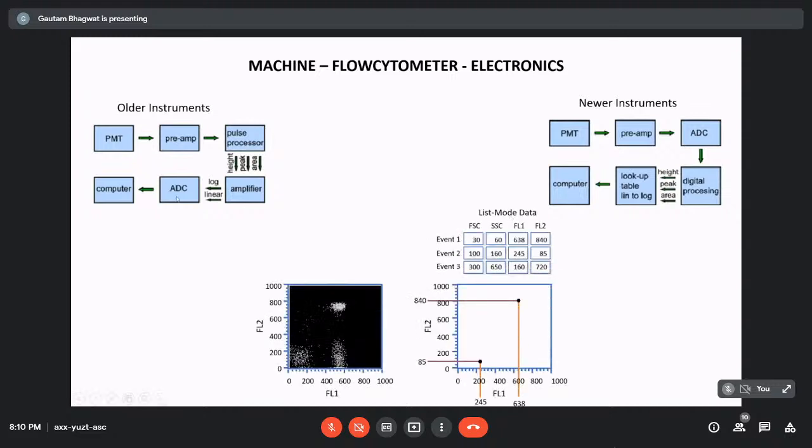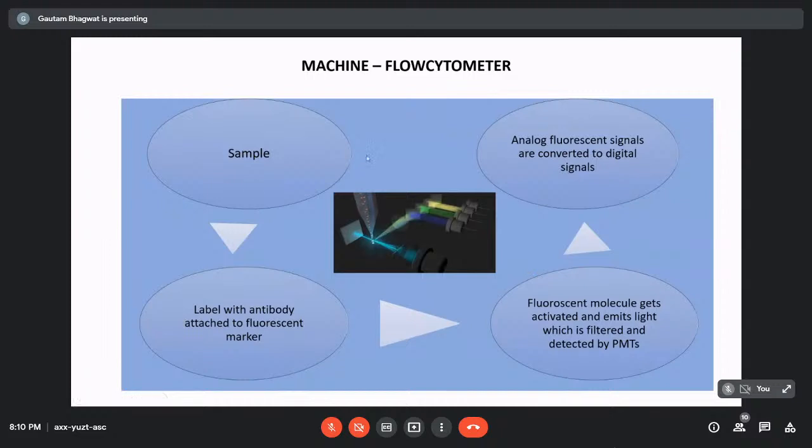Now all this goes into list mode data, and this is plotted onto the graph. So basically the sample goes in, we label it with an antibody attached to a fluorescent marker. This gets activated, emits light, filtered and detected by PMTs. This gives analog fluorescent signals, which are converted to digital signals, and it comes to the computer. So again, fluidics, optics, electronics.